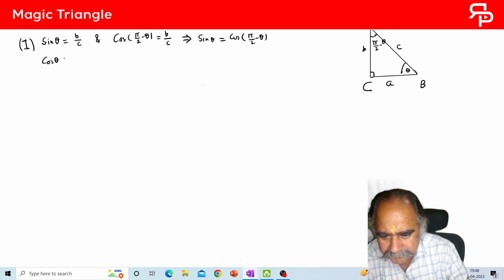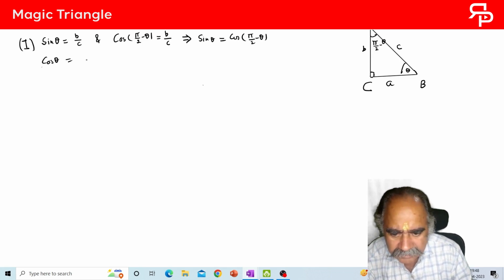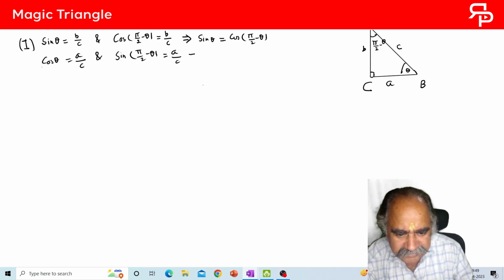Now let us go to cos theta. Cos theta is the adjacent side of angle theta, which is a, divided by hypotenuse c. And what is sine of pi by 2 minus theta? Sine is the opposite side to angle pi by 2 minus theta, which is a, and hypotenuse c. So both are a by c. So cos theta is sine of pi by 2 minus theta.